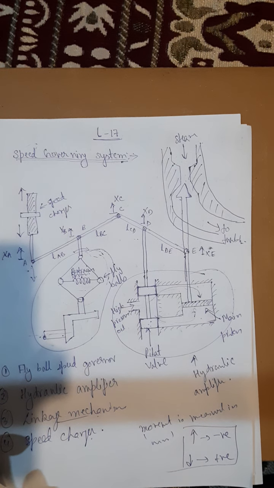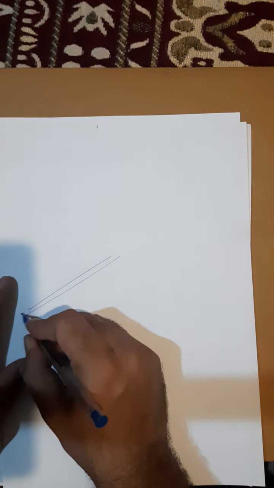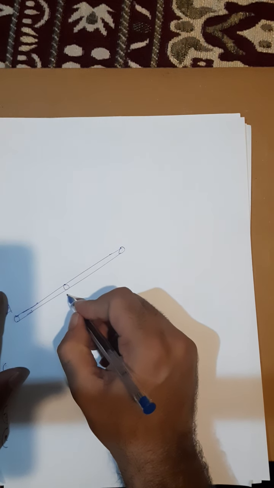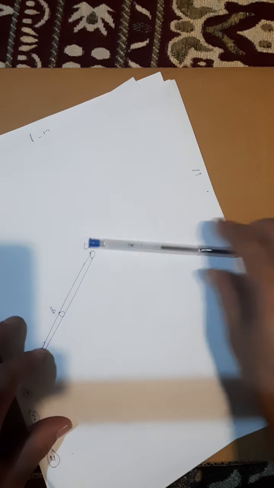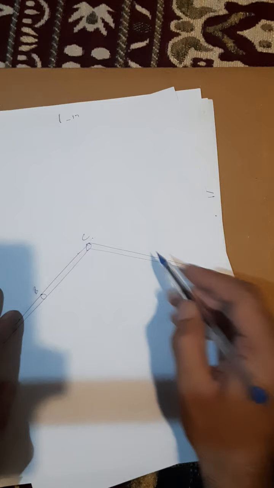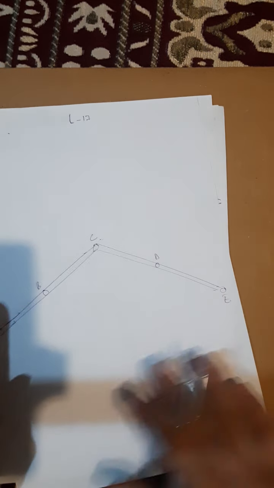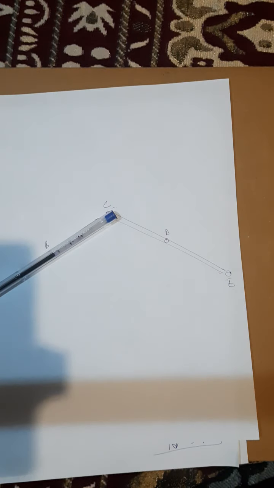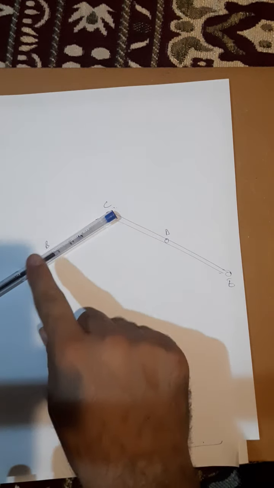Suppose this is A, this is B, this is C, this is D, this is E. For example, this is my pen. Now I am saying first B is fixed. The system is moving at a constant speed, so all points are fixed.